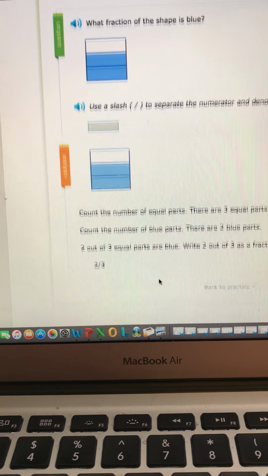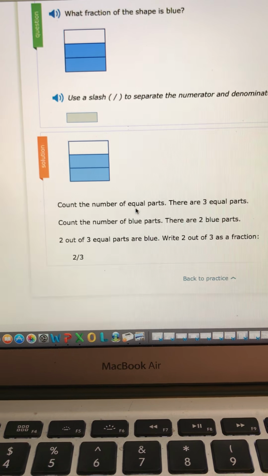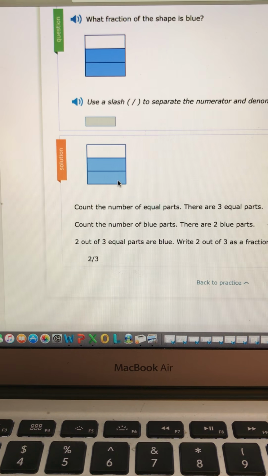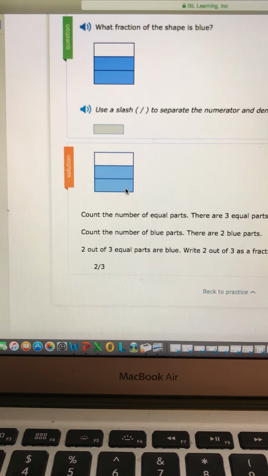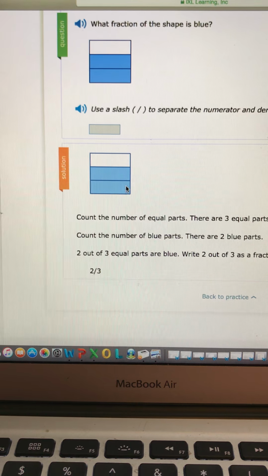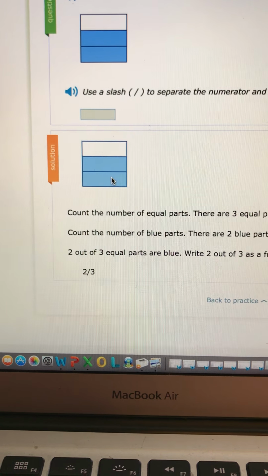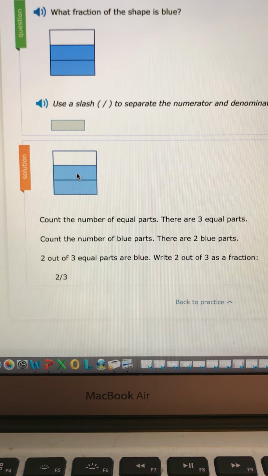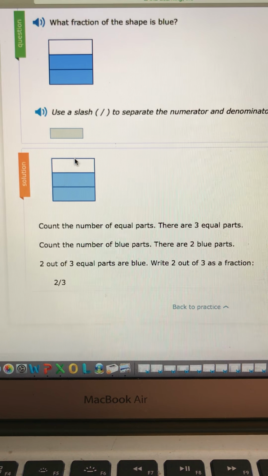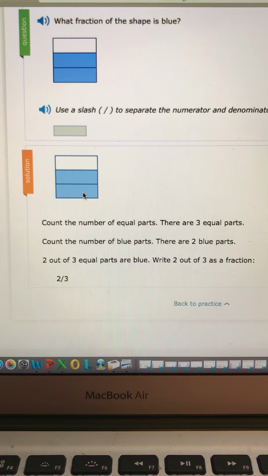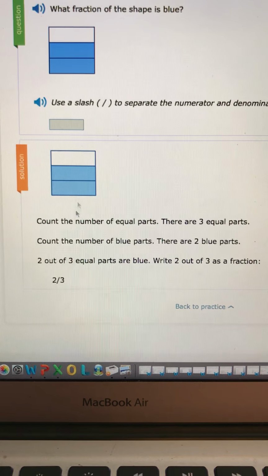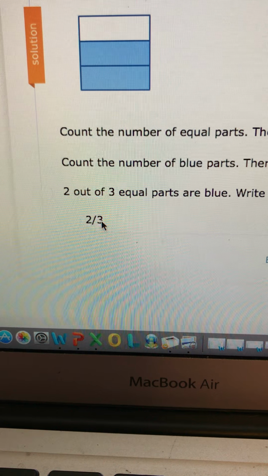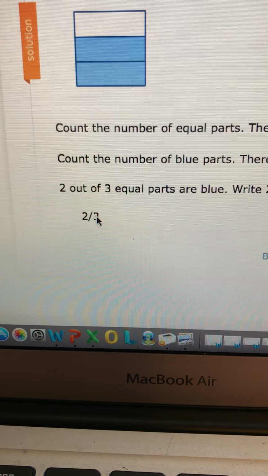Okay, so let's look at it. It says, count the number of equal parts, 1, 2, 3. There are 3 equal parts. Count the number of blue parts, 1, 2, there are 2 blue parts. 2 out of 3 equal parts are blue. So write 2 out of 3 as a fraction, and here it is. 2 out of 3, or 2/3.